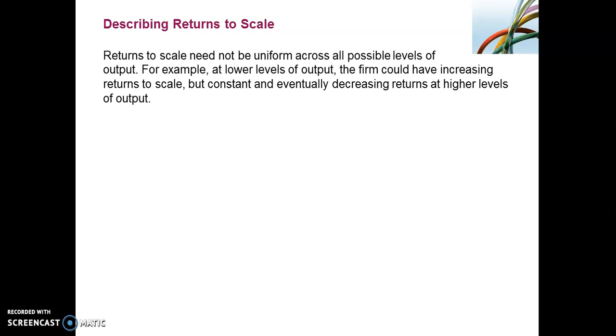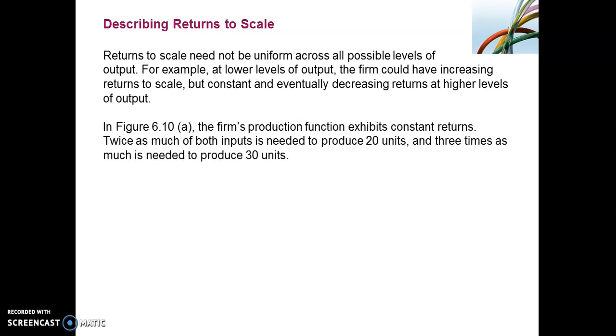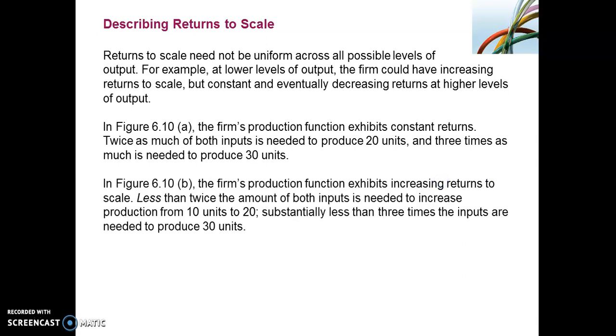This slide just describes what you saw in the previous figures, but just 2 important points to note. And the first is that returns to scale need not be uniform across all levels of output. So, for example, at lower levels of output, the firm could have increasing returns to scale, but as your output increases, so at higher levels, you could see perhaps constant and later decreasing returns to scale. So, returns to scale does not have to be uniform across all those levels of output.